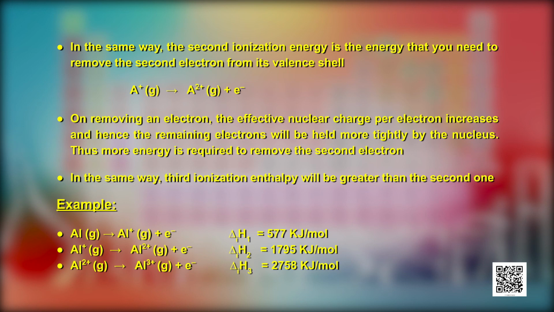Look at the successive ionization enthalpies of aluminium. The second ionization enthalpy is always greater than the first, and the third ionization enthalpy is greater than the second. Student, why is it so? Let us try to understand why.